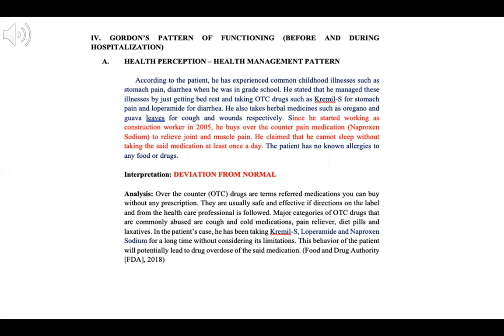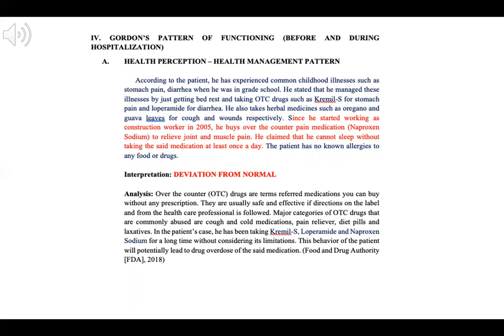First on the category is the health perception, health management pattern of the client, which is now being flashed on your screen. Notice that after writing all pertinent data about this particular category, the data is interpreted, backed up by data analysis, meaning before you can come up with your interpretation of the data, the student nurse must have consulted the norms and standards, as well as the scientific literatures about the normal pattern in terms of health perception, health management that contributes to the well-being and health of the client.